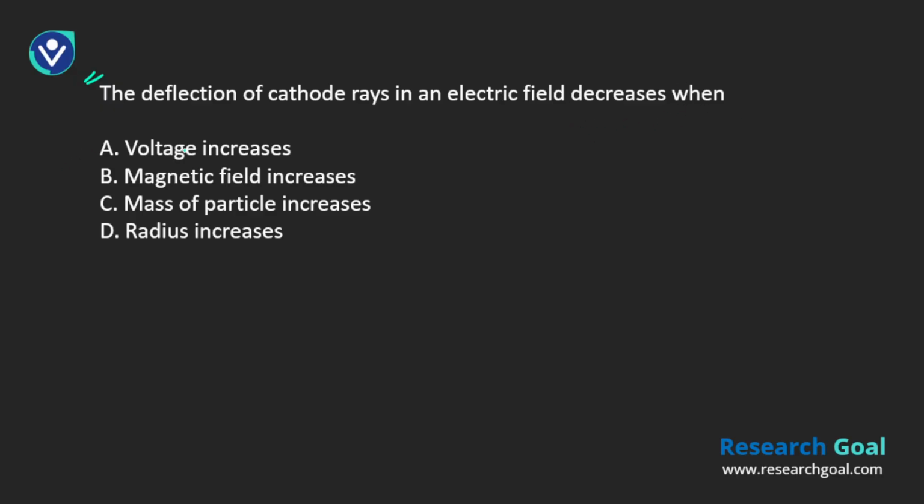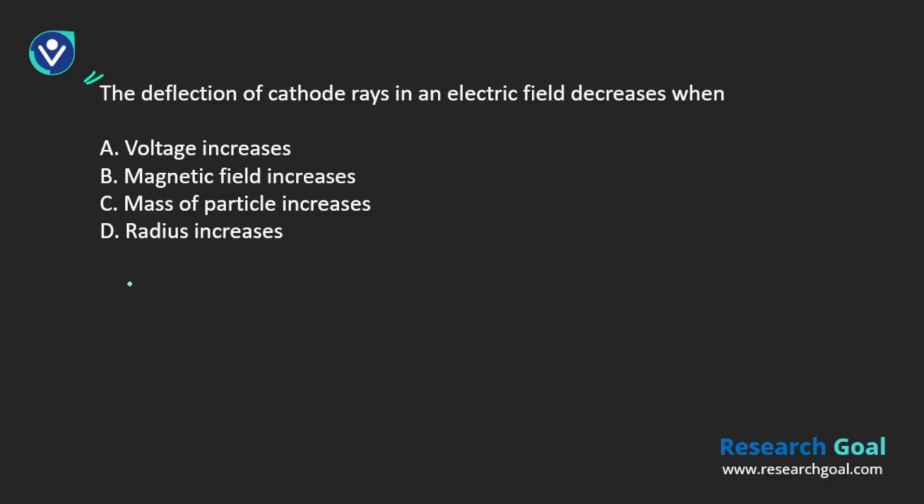Option A, voltage increases. Option B, magnetic field increases. Option C, mass of the particle increases. Option D, radius increases. All right, so take your time. You can pause the video and think of the correct option, and I'll tell you which one is correct, and then we'll discuss. You can pause the video.